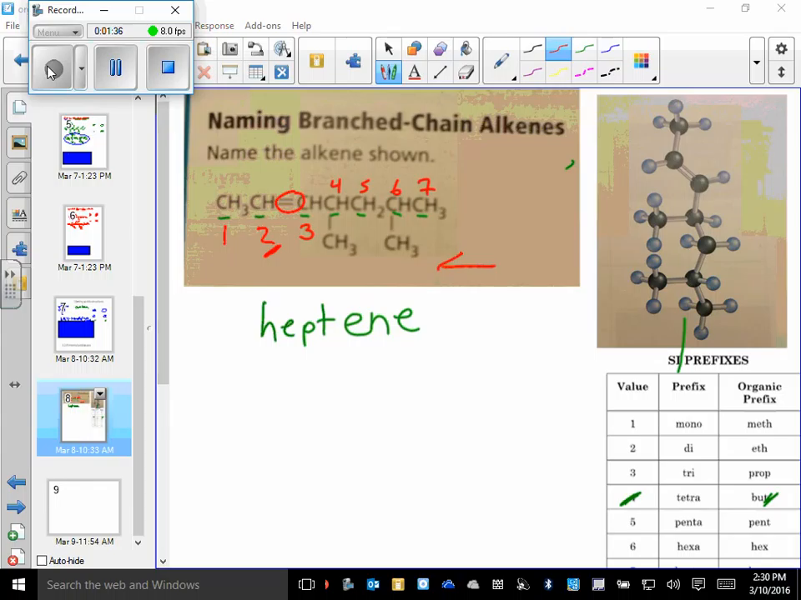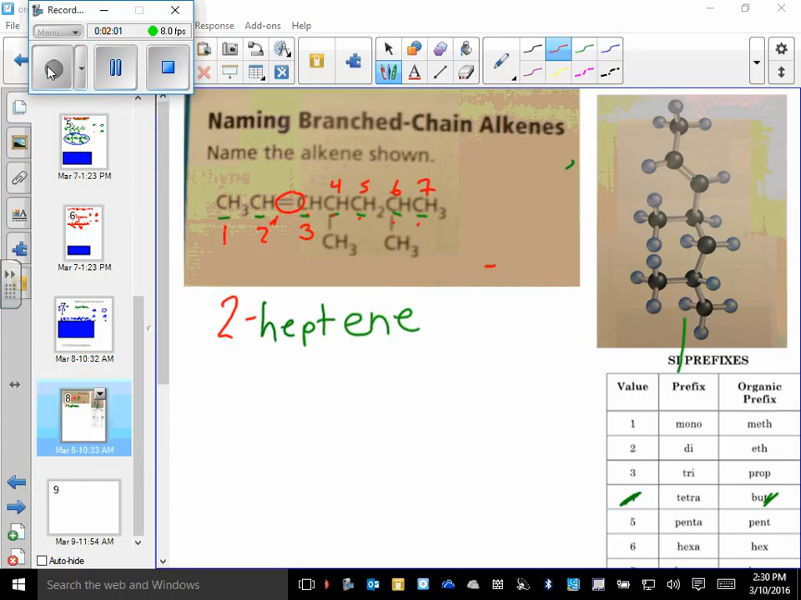Had I numbered this way, 1, 2, 3, 4, 5, then 5 would have been on my double bond. This way the number 2 is. So we're going to number it in that way. Okay, so this is now called a 2-heptene. And it's a 2-heptene because 2 is where that double bond starts.